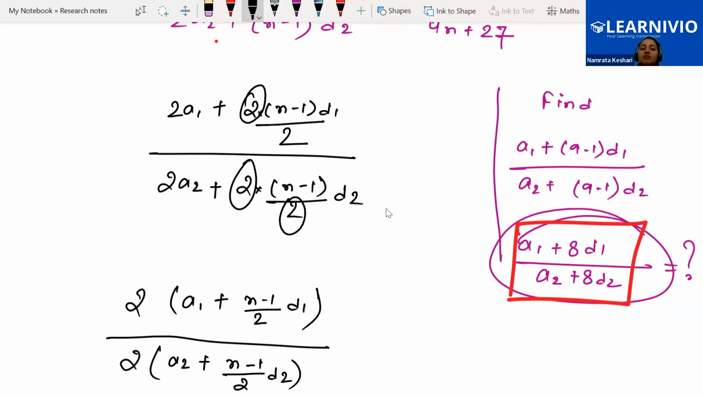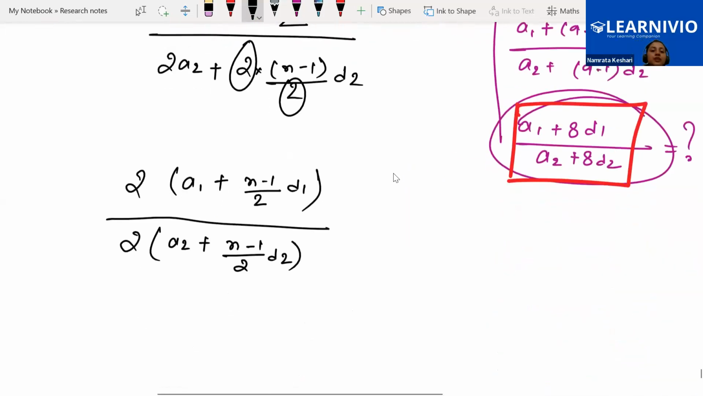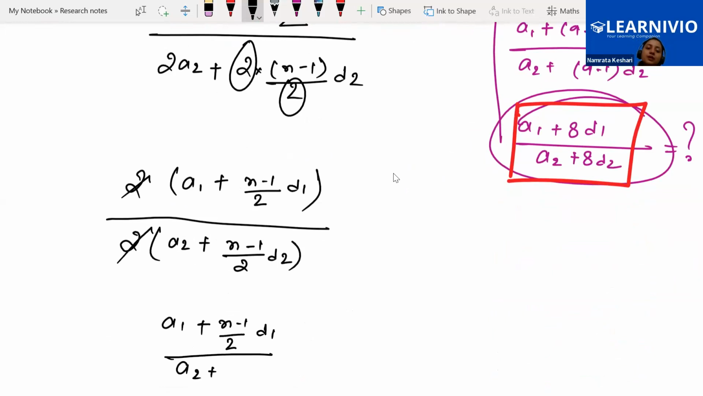This step in general we write directly, but this is the actual concept. On the left hand side only we are working. We have not done any multiplication, division, nothing. Whatever we have done with the particular fraction, we don't have to think about the other side. That other side we also will be doing the same. So this is what we are having in hand: a1 plus (n minus 1) by 2 d1, a2 plus (n minus 1) by 2 d2.